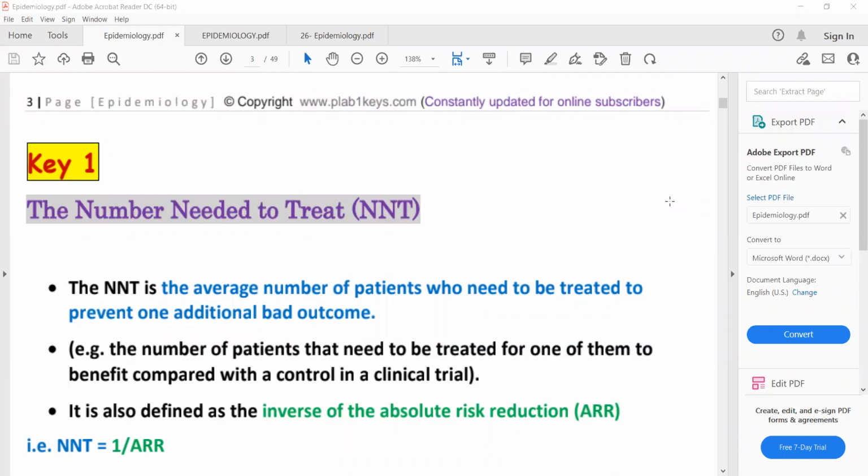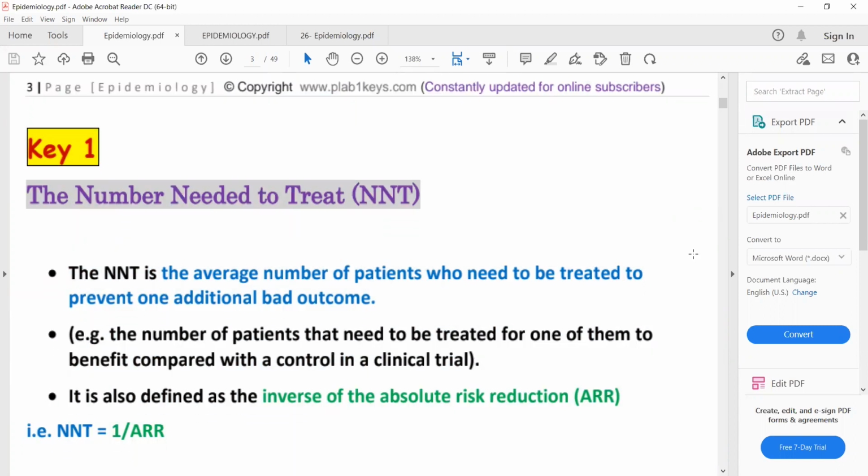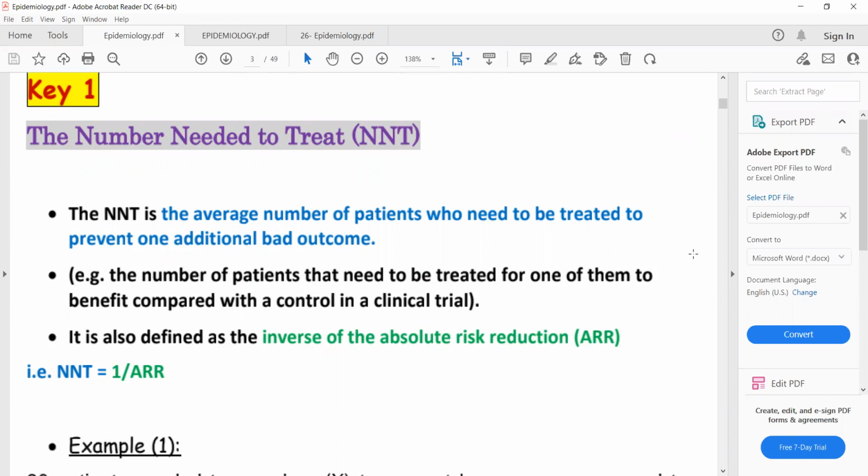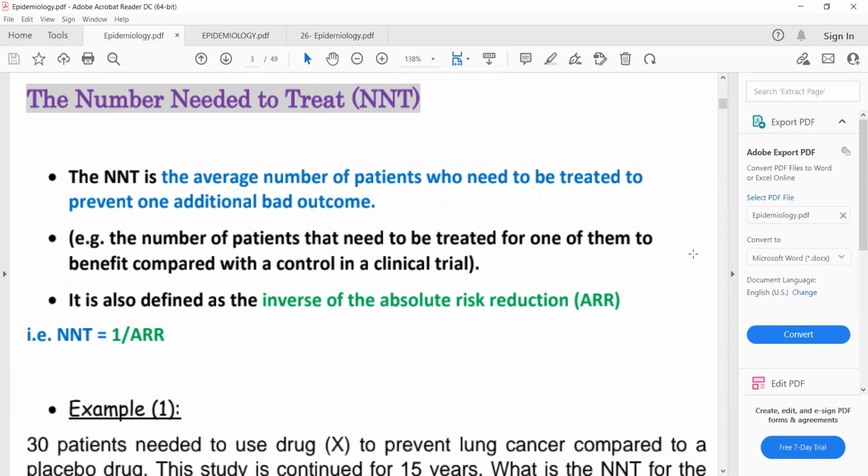So our first topic is the number needed to treat, or NNT. What is NNT? NNT is the average number of patients who need to be treated to prevent one additional bad outcome.